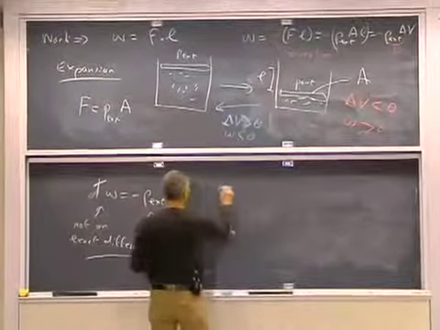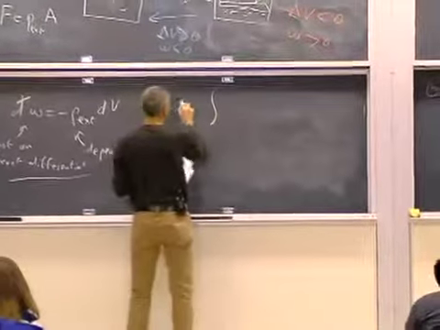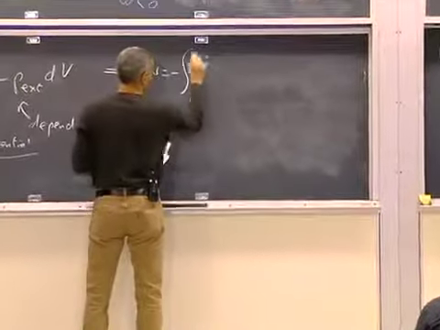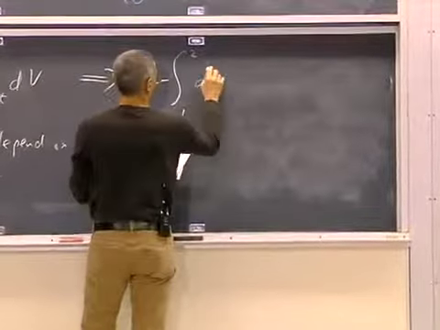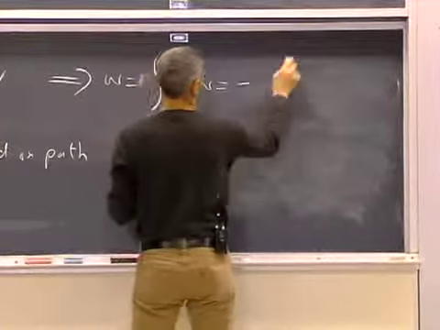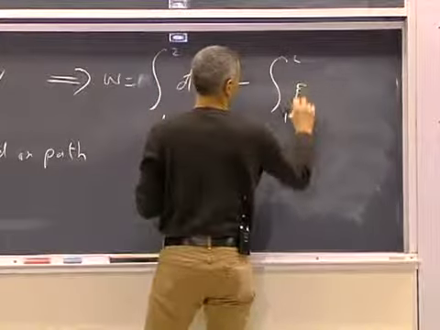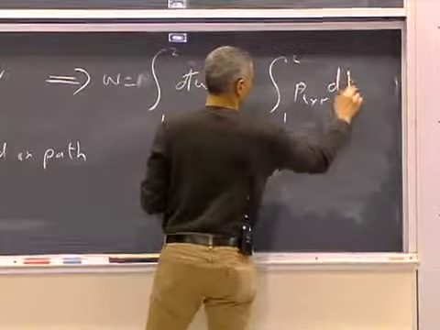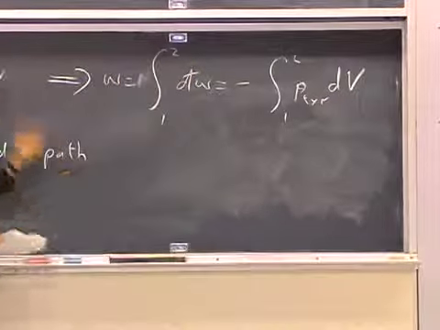Right? So if you want to find out how much work you've done, you take the integral from the initial state to the final state of dW, which is minus the integral from 1 to 2 of P external dV. And you've got to know what the path is.